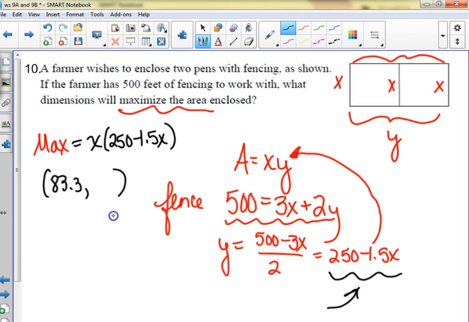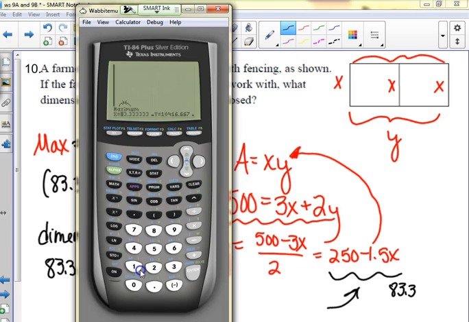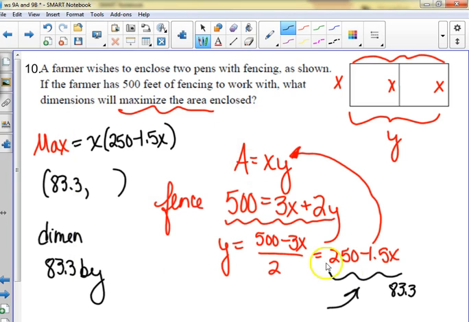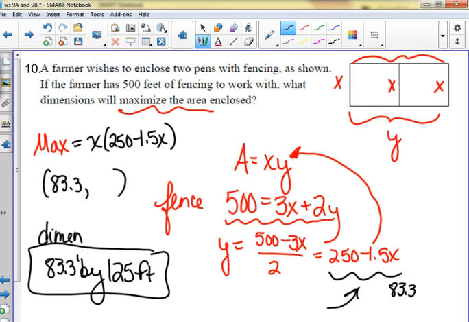And I don't really care what the maximum area was. The dimensions would be 83.3 by, and then I need to put the 83.3 in here. So if I did 250 minus 1.5 times 83.333, I get 125 roughly. And those were both feet, I think, weren't they? Yes. Better? Yes. What else?